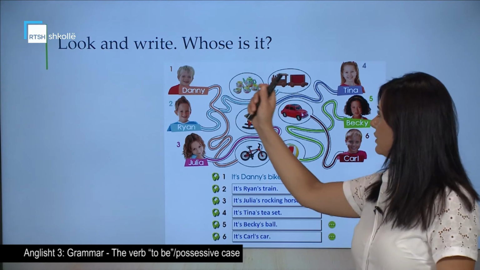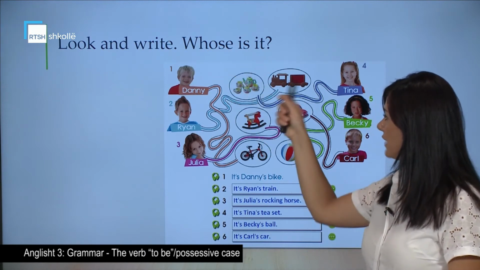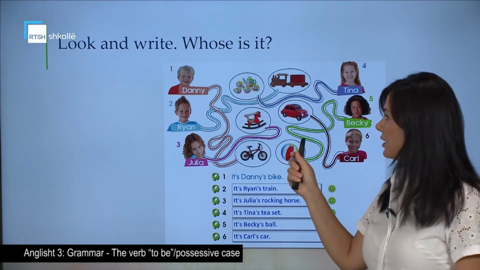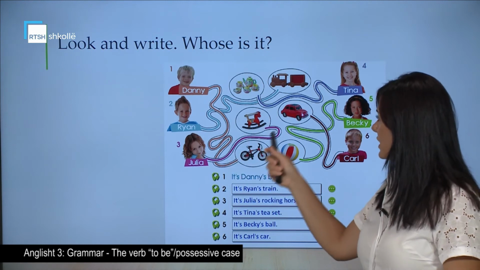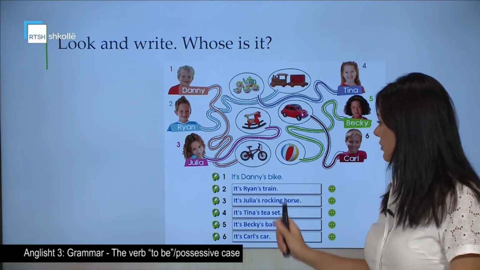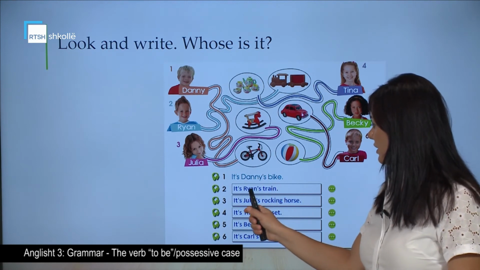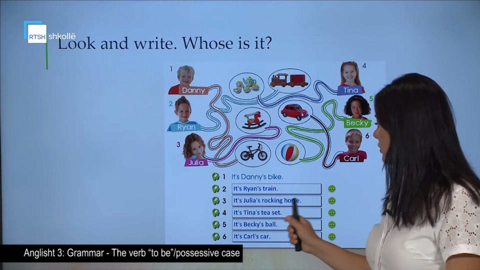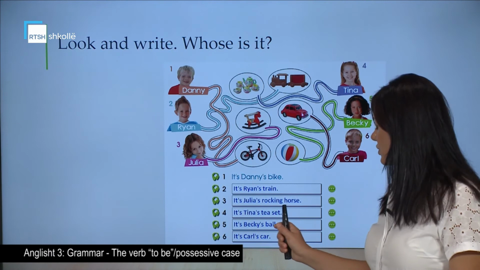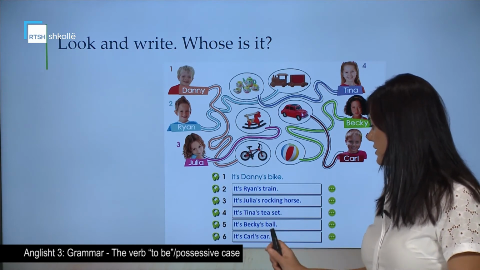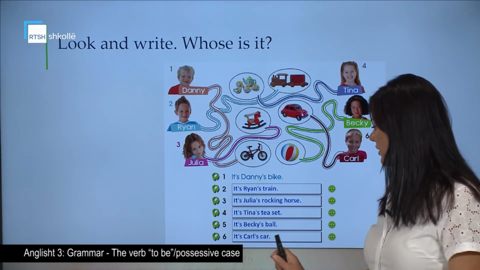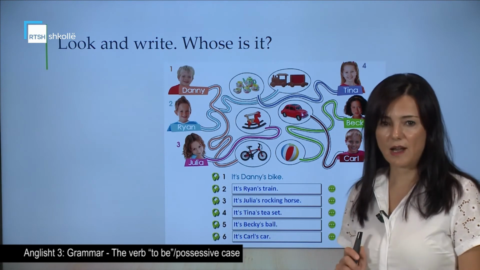Pra, u bë pyetja e kujt është ajo, bëhet fjalë për lodrat që shikoni në figurë, duke parë vijat shoqëruese, do të japim përgjigjen. Pra, ajo është bicikleta e Denit, është treni i Ryanit, është kali lëkundës i Julias, është seti i çajit i Tinës, është topi i Bekit dhe është makina e Karlit.